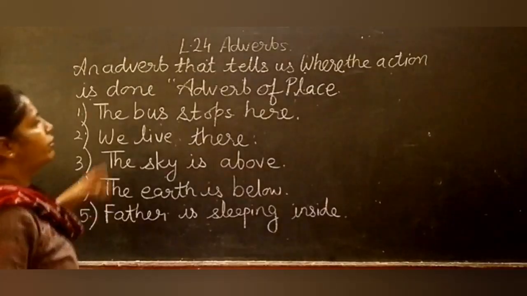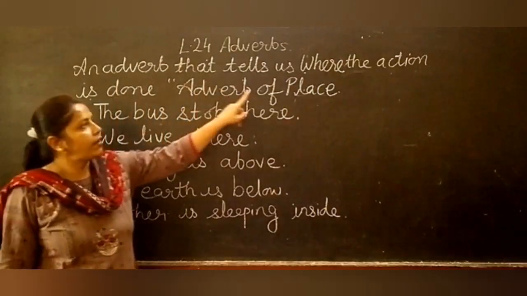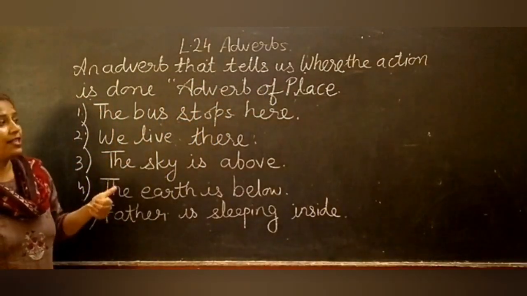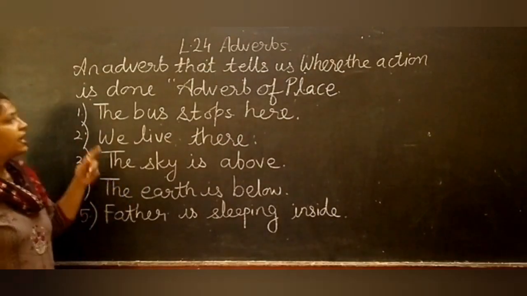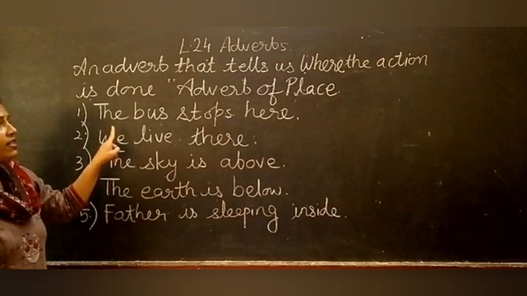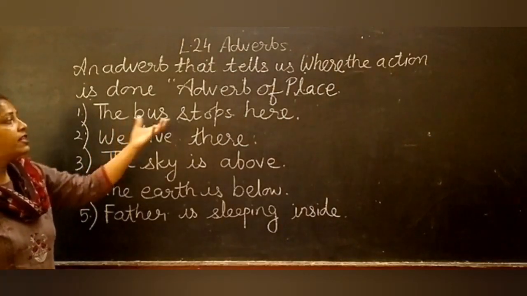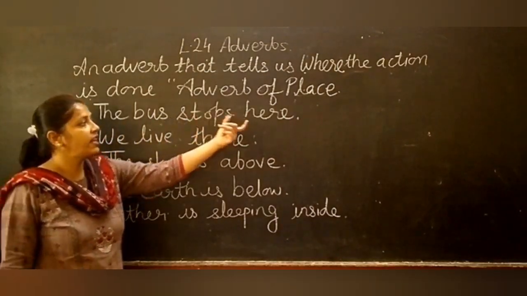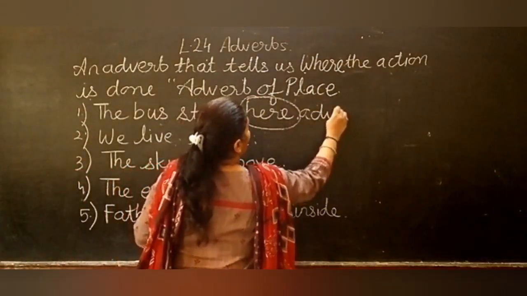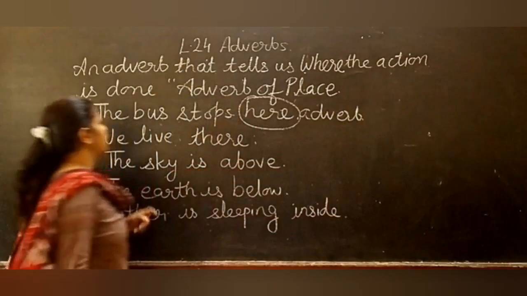Okay. Our third adverb, that is adverb of place, where the action is taking place. Let us see the example. The bus stops here. Where does the bus stop? Where is the action of stopping taking place? Here. So here is suggesting us the place. That's why it is adverb of place.